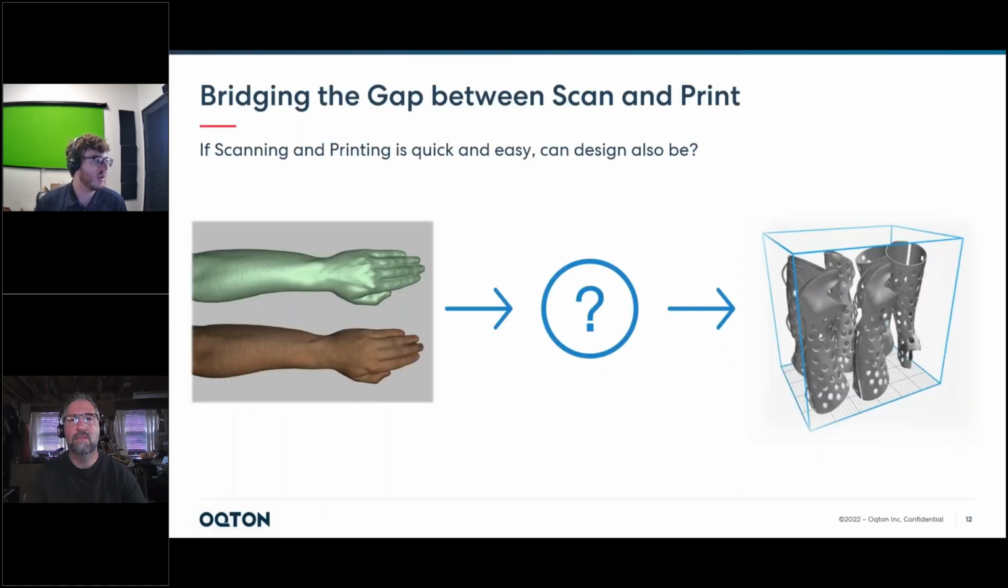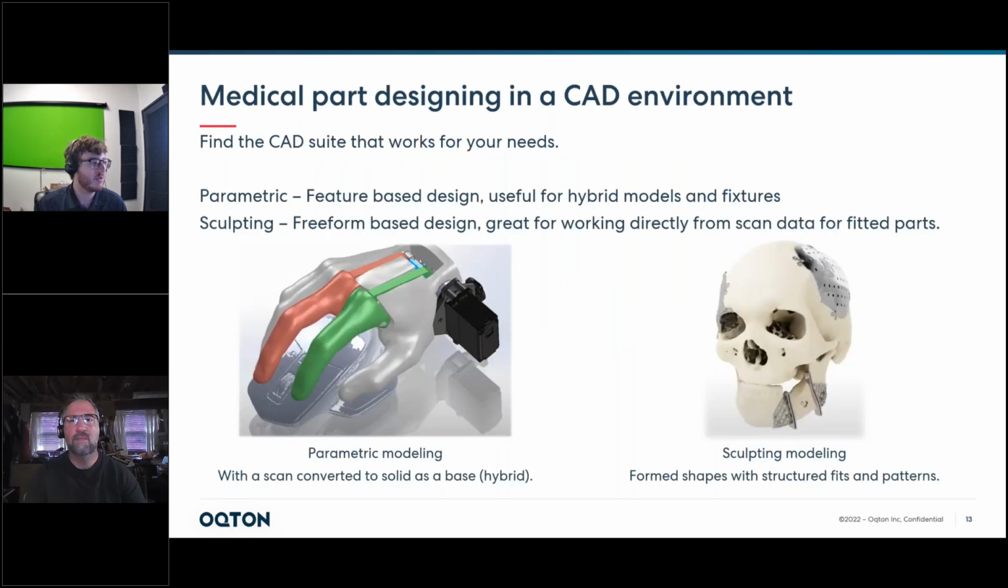And this is kind of where using CAD software can fill that gap. So you're going from scanning to printing, you need to actually create a different representation, or design around that, to send it to a printer. Now, if you've ever seen anything CAD-wise, there's kind of two main branches of the CAD world, parametric and sculpting based.